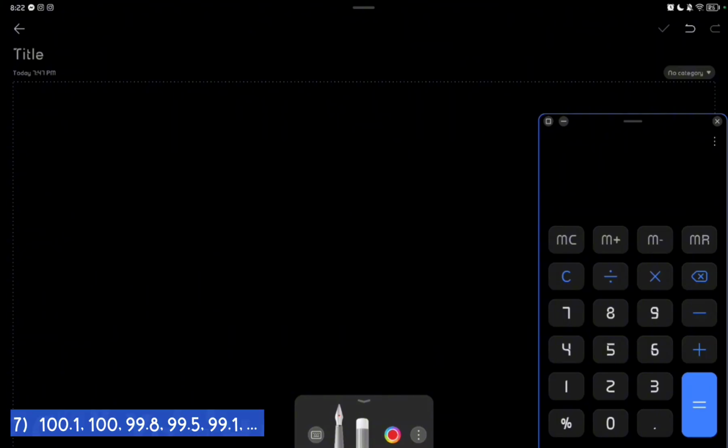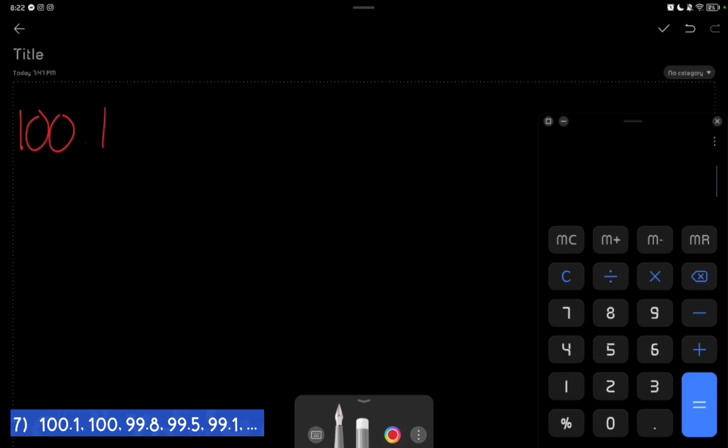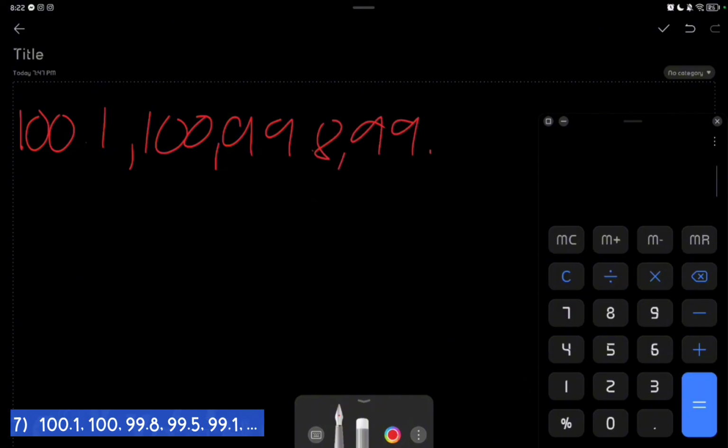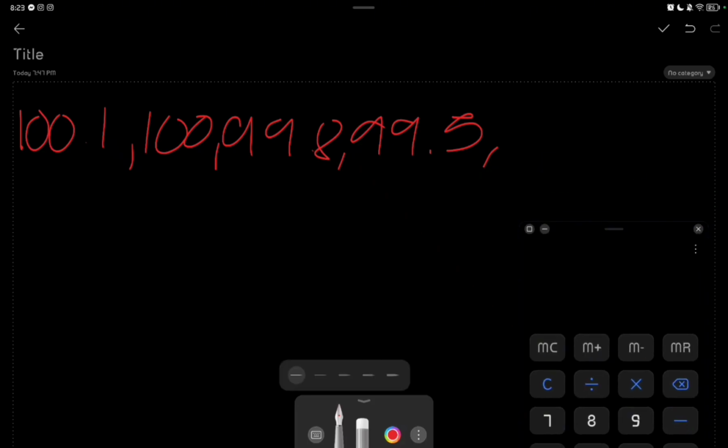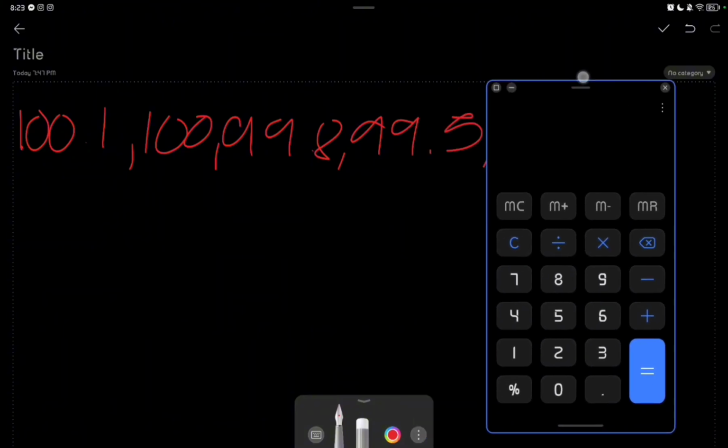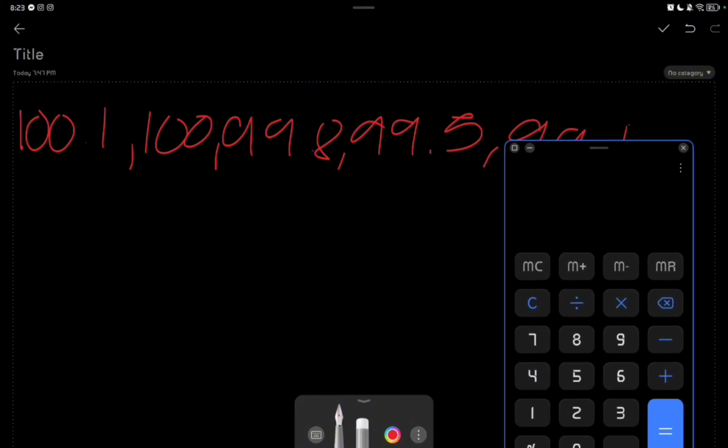Okay, for number 7, the given is 100.1, 100, 99.8, 99.5, and 99.1. So again, we will subtract to get the pattern.